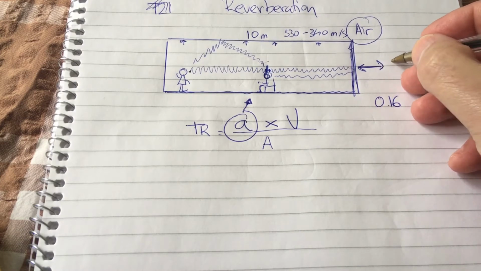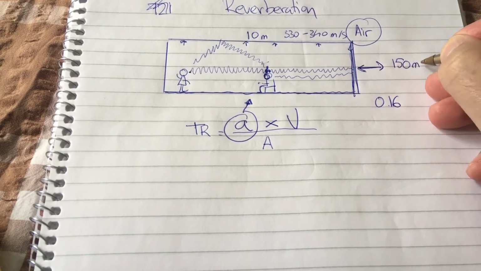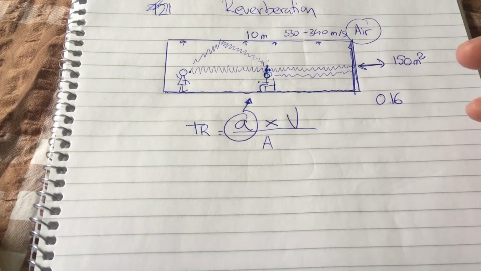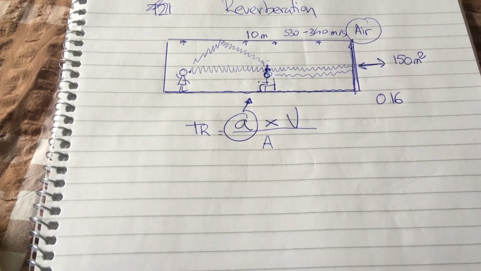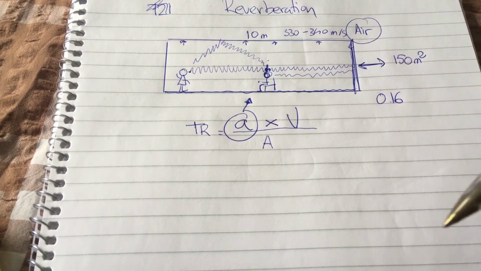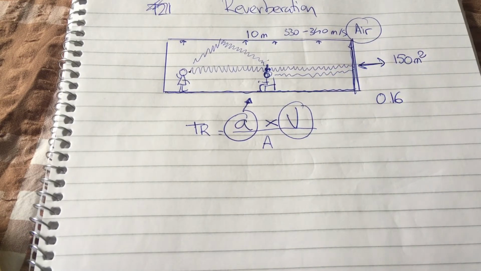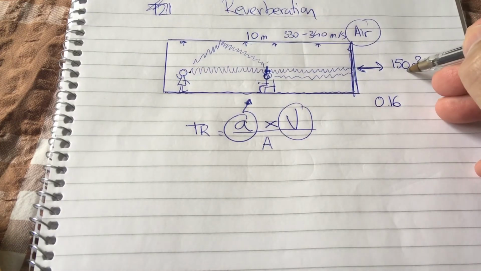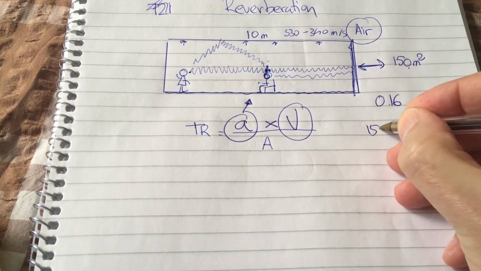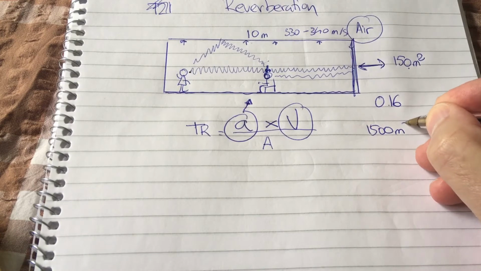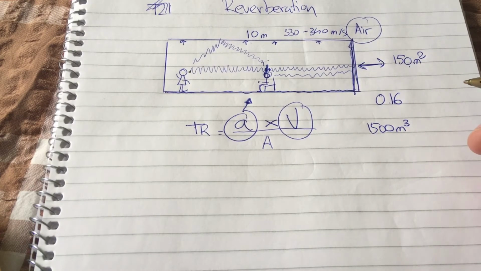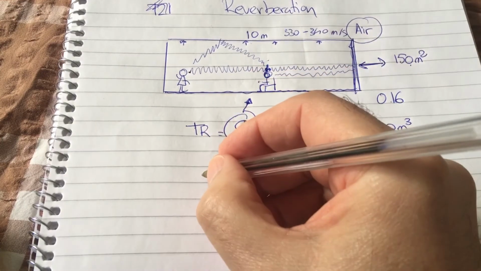Very good. Now, we measure this back wall because we want to find for this back wall, and we find out it is 150 meters square. Now, how do you measure the area of a wall? You measure the width times the height. Okay. Now, we need to find the volume as well. How do you find the volume? Well, if this is 10 meters, and we say this is 150, then our volume is going to be 1500 meters cube.